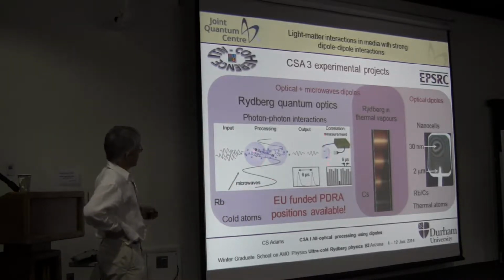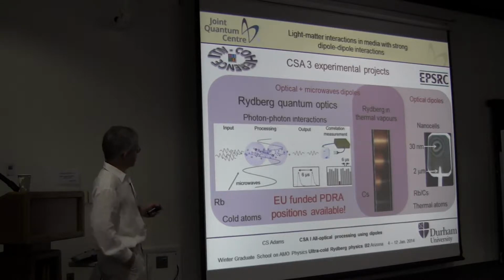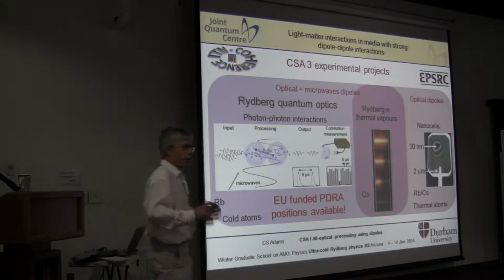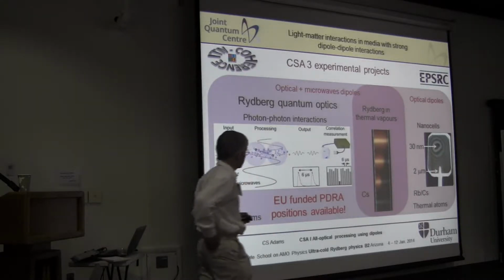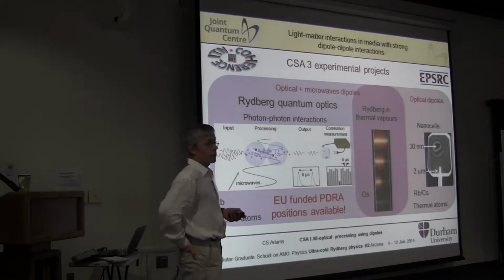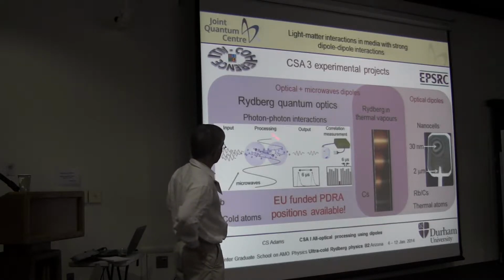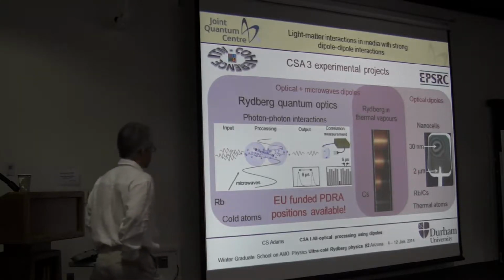So in addition to our cold atom experiments where we have a fairly controlled environment, we're also interested in doing experiments in thermal vapor systems. So the advantage here is that the setup is very simple and convenient. The disadvantage is it's much more difficult to gain the degree of control that you have in these cold atom systems. So the experiments are sort of simpler, but the theory is more difficult.